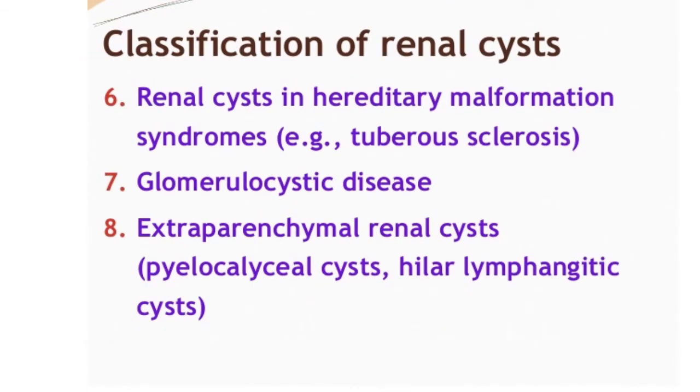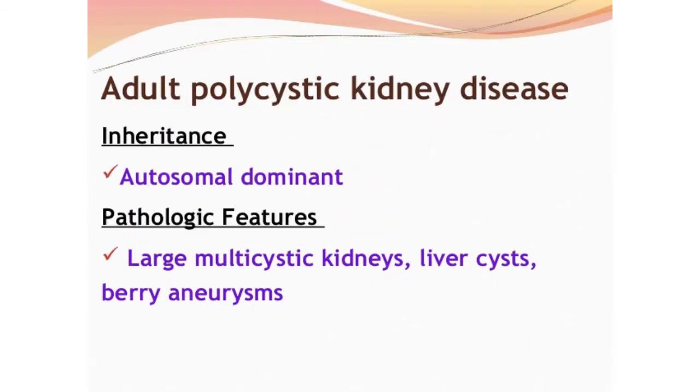renal cyst in hereditary malformation syndrome, including tuberous sclerosis. Then glomerulocystic diseases, extraparenchymal renal cyst, including pelvicalyceal cysts, hilar lymphangitic cysts. So these are the number of cysts that are being enlisted.